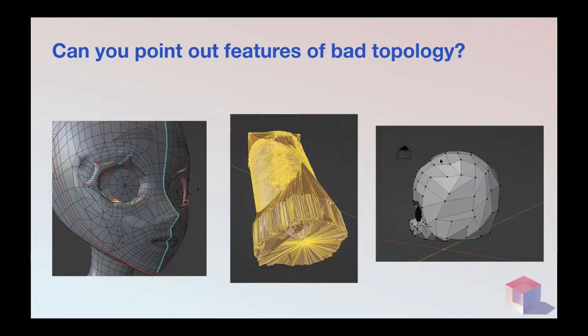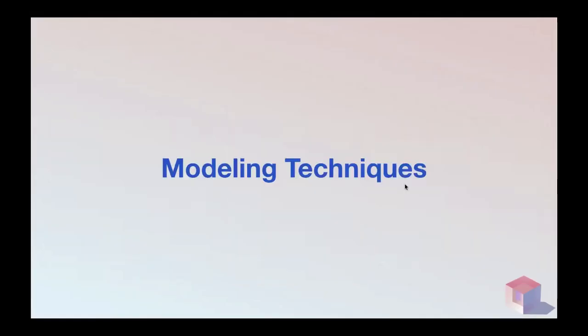And for this one, it's not quad shape. There are a lot of n-gons, like this one over here. There's no good edge flow. It's like random things connected to each other. You see here's a weird vertex in the middle of nowhere. Yeah, so that makes them bad.